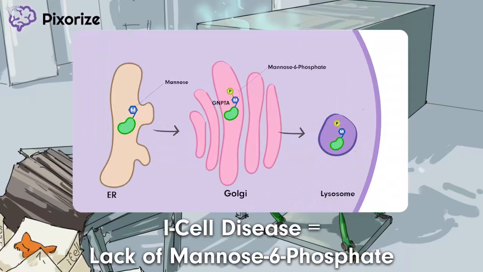In I-cell disease, the Golgi apparatus fails to phosphorylate mannose residues on lysosomal enzymes, just like how this Mantis machine failed to add phosphate groups to our product. And as we previously discussed, this mannose 6-phosphate is like a shipping label. It tells the cell that the protein is for the lysosome. Without these proteins being marked with mannose 6-phosphate label, the proteins are instead secreted extracellularly.